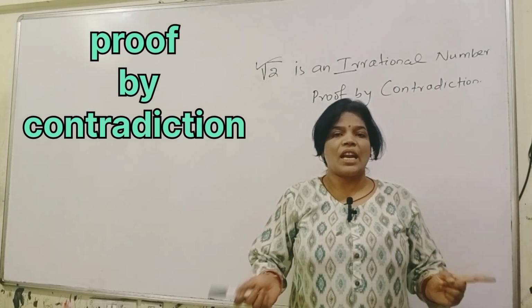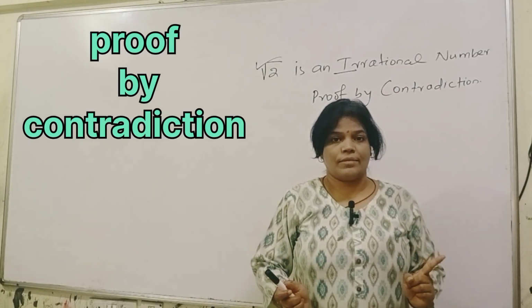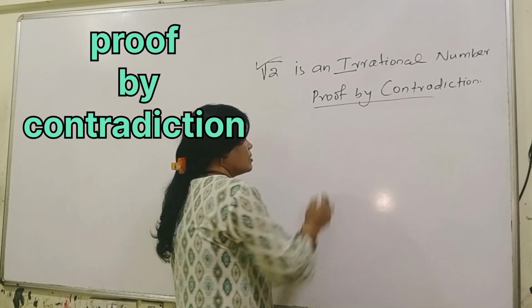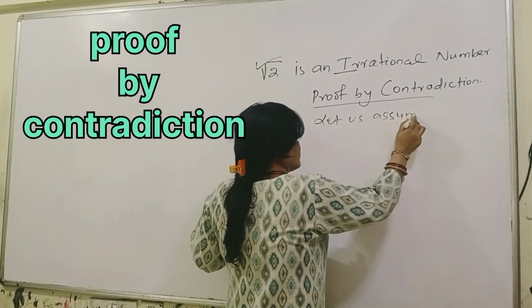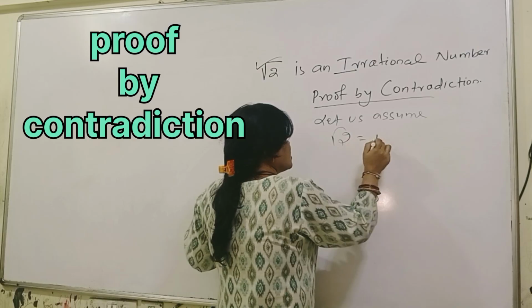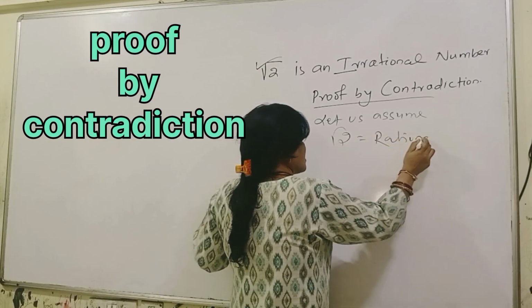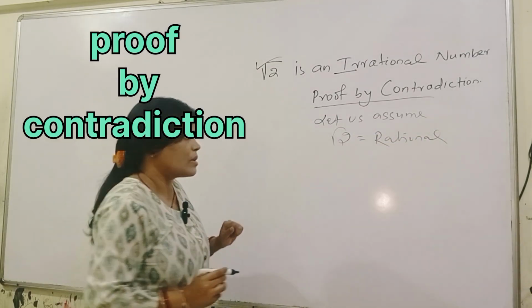Root 2 is an irrational number. Proof by contradiction. Let us assume root 2 is rational.